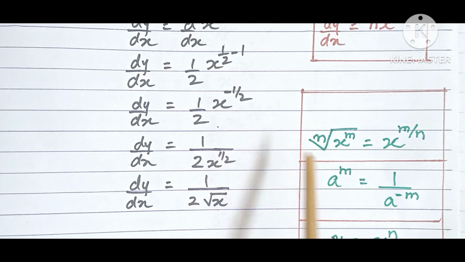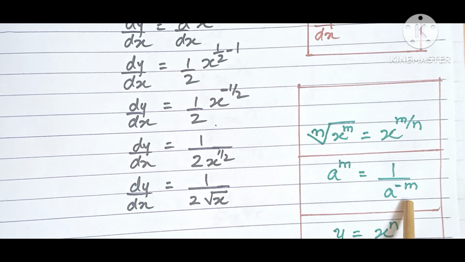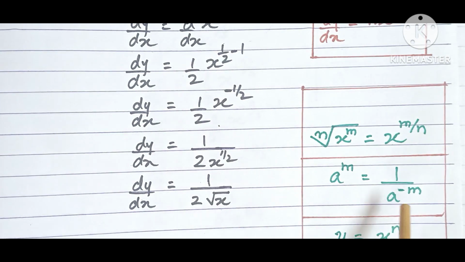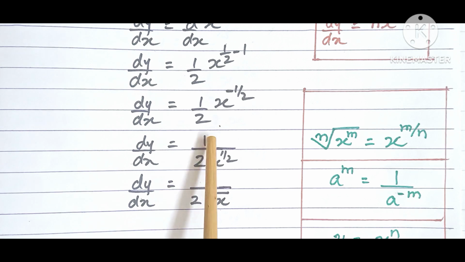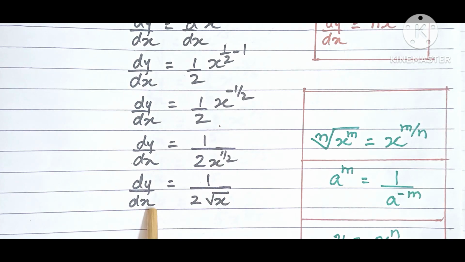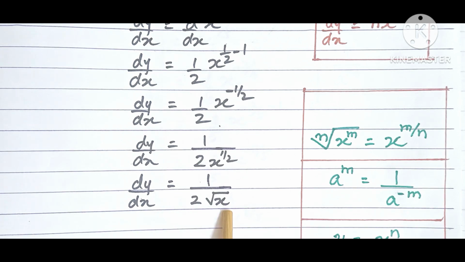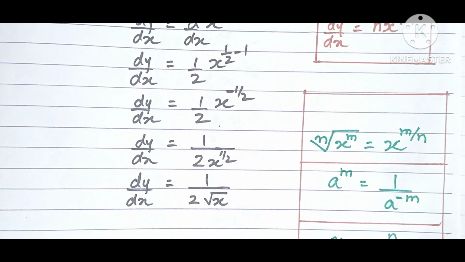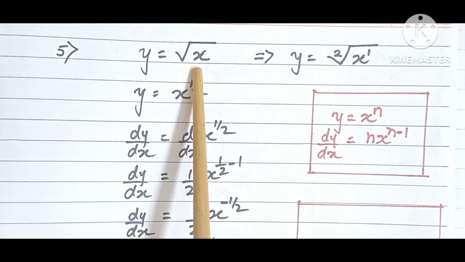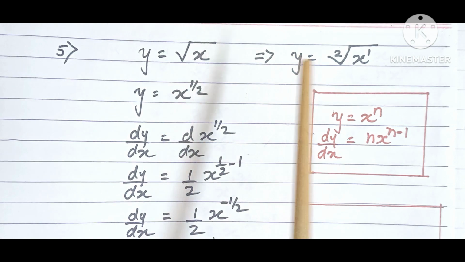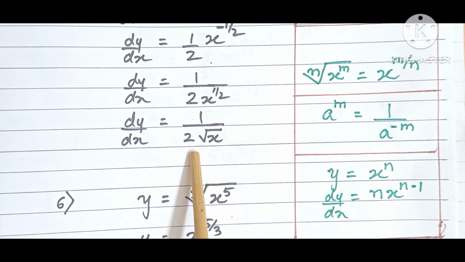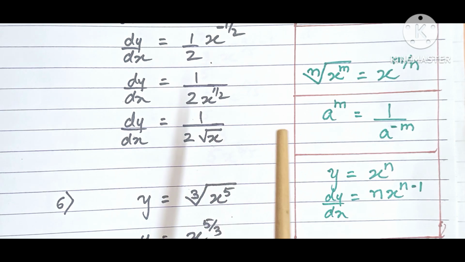And using this particular property of indices, a raised to minus m is equal to 1 upon a raised to m, we can write this as dy by dx is equal to 1 upon 2x raised to half. Therefore, dy by dx is equal to 1 upon 2 root x. That is, x raised to half, we again write it in the radical form. So, the derivative of square root of x is 1 upon 2 root x.